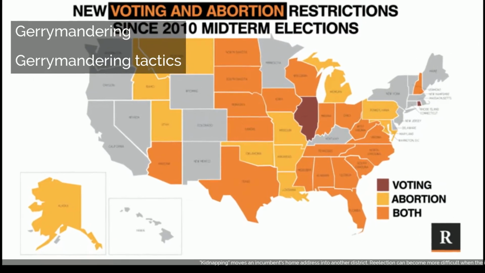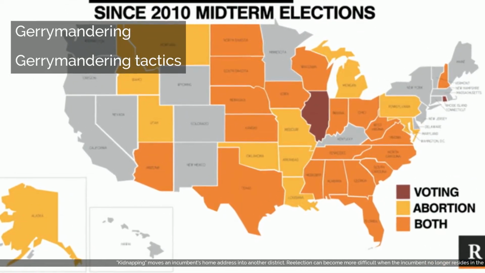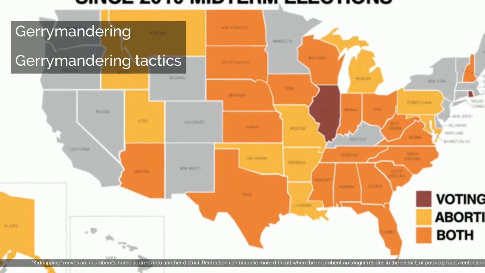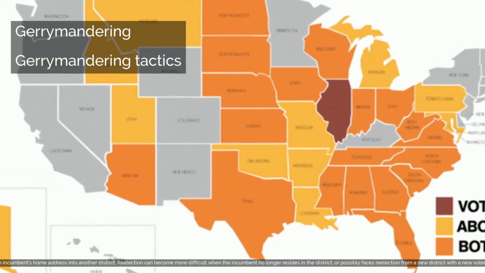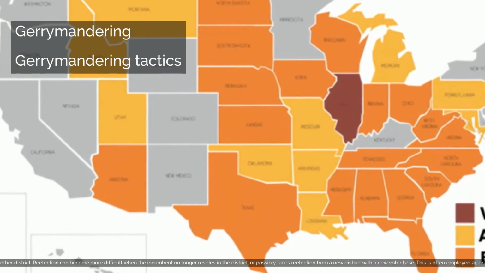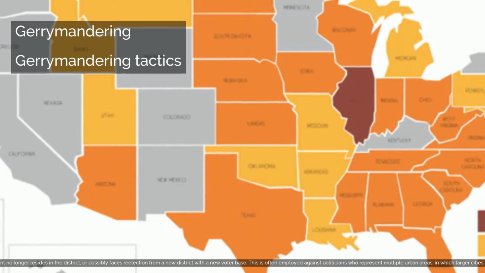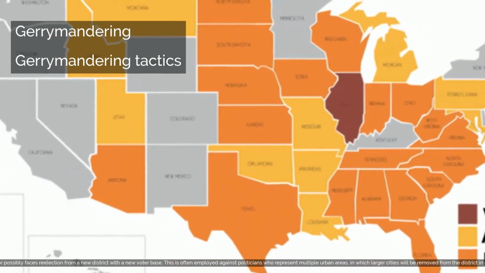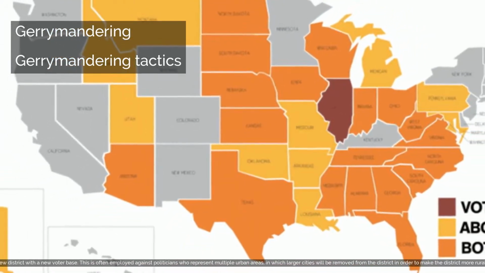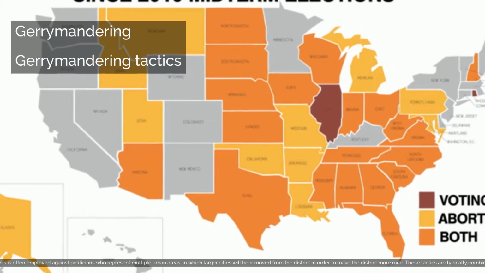Kidnapping moves an incumbent's home address into another district. Re-election can become more difficult when the incumbent no longer resides in the district, or possibly faces re-election from a new district with a new voter base. This is often employed against politicians who represent multiple urban areas, in which larger cities will be removed from the district in order to make the district more rural.